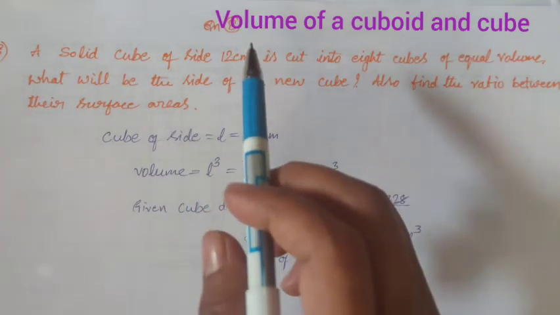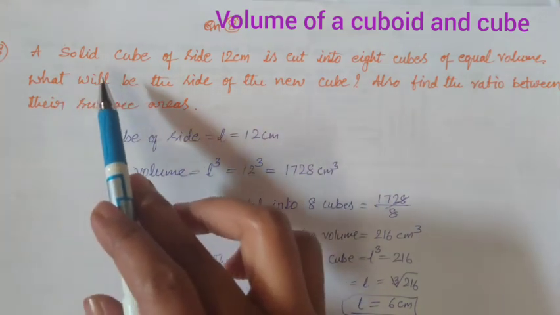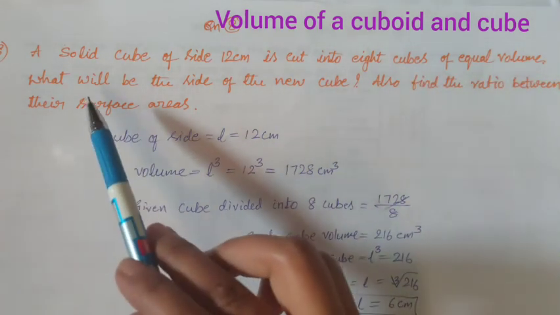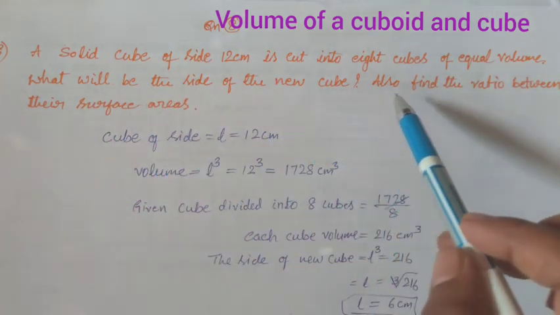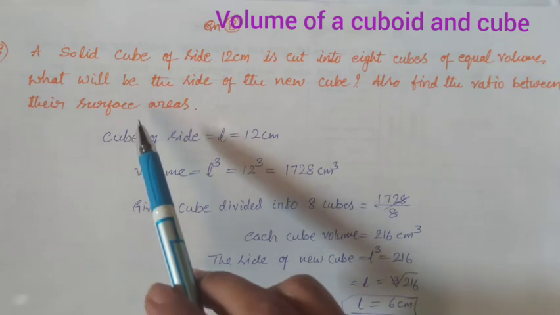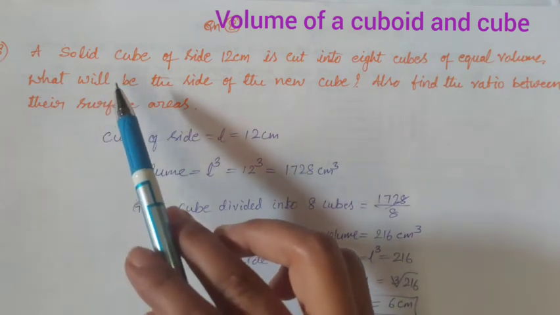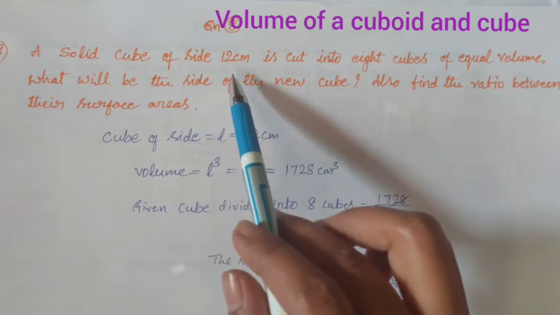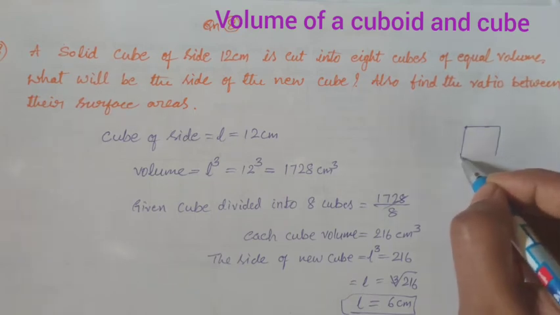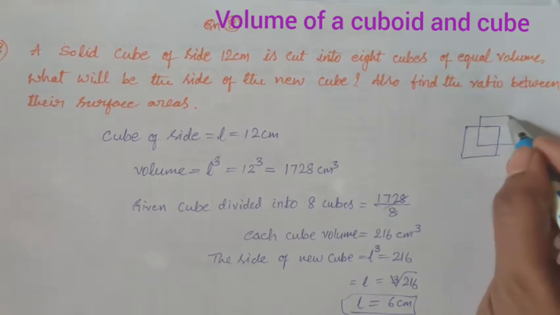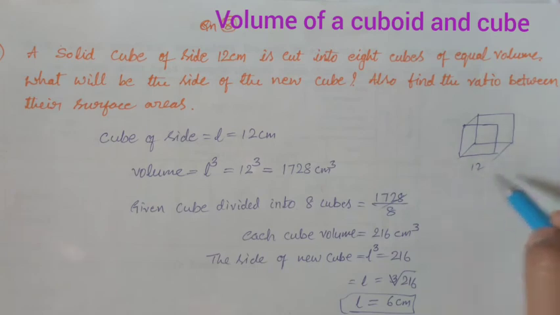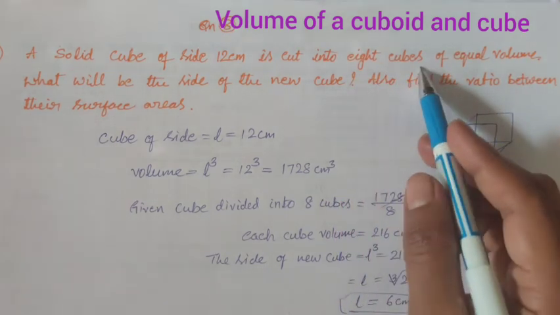Students, now we are going to the 8th question. The 8th question is: a solid cube of side 12 centimeter is cut into 8 cubes of equal volume. What will be the side of the new cube? Also find the ratio between their surface areas. What is given in this question? A solid cube of side 12 centimeter is given. You can see this one, this is a cube. Here the length of this cube is 12. This cube is cut into 8 cubes.